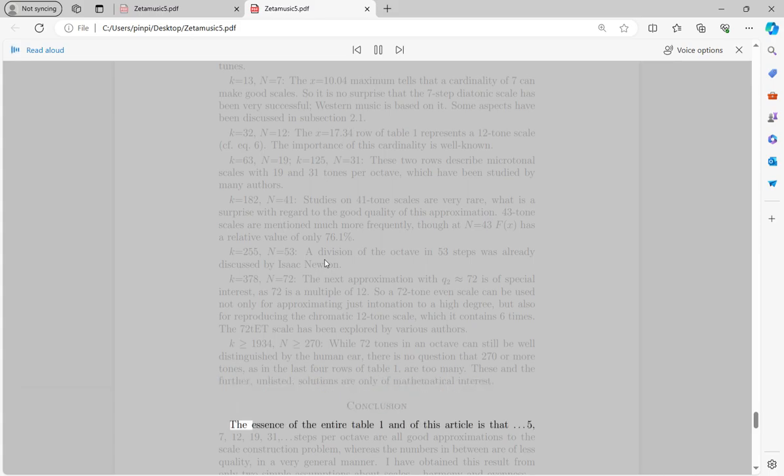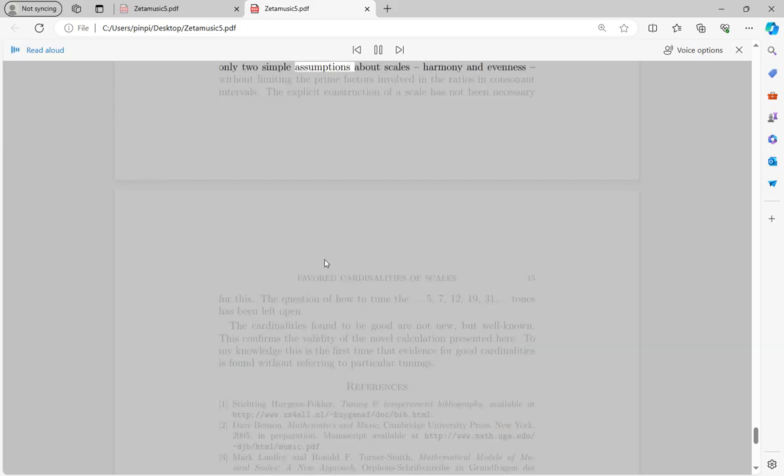Conclusion. The essence of the entire Table 1 and of this article is that 5, 7, 12, 19, 31 steps per octave are all good approximations to the scale construction problem, whereas the numbers in between are of less quality, in a very general manner. I have obtained this result from only 2 simple assumptions about scales, harmony and evenness, without limiting the prime factors involved in the ratios and consonant intervals. The explicit construction of a scale has not been necessary.